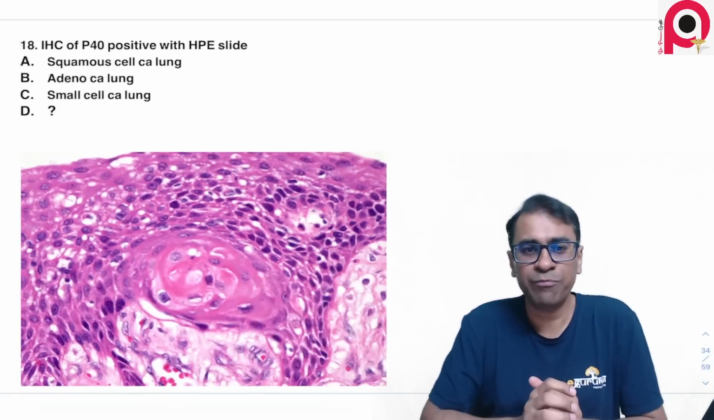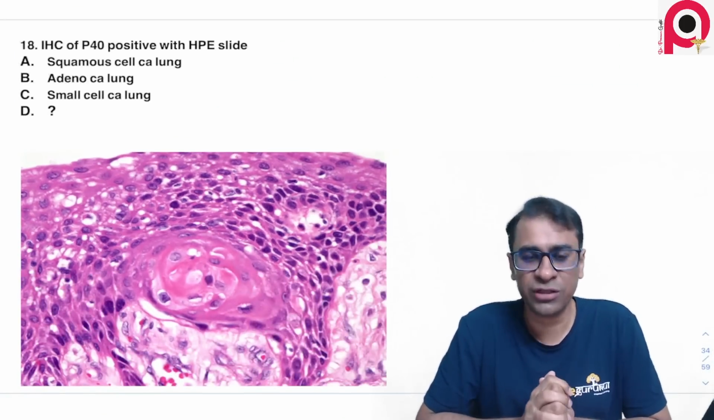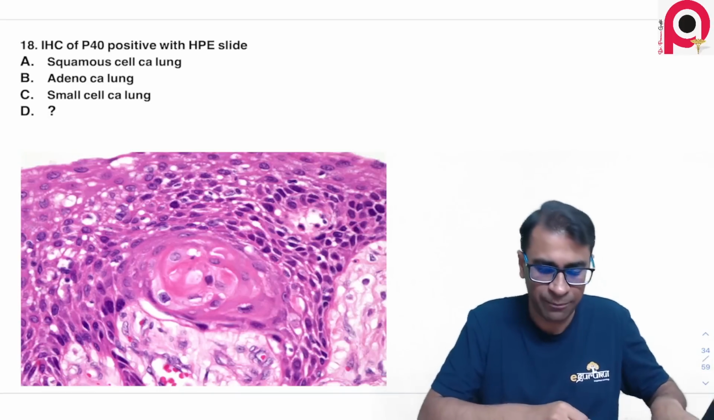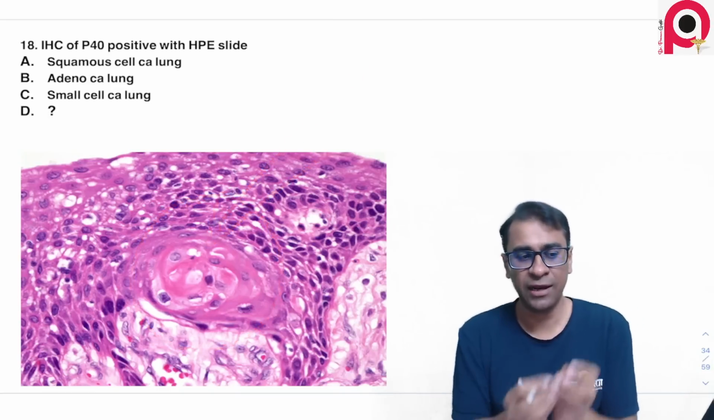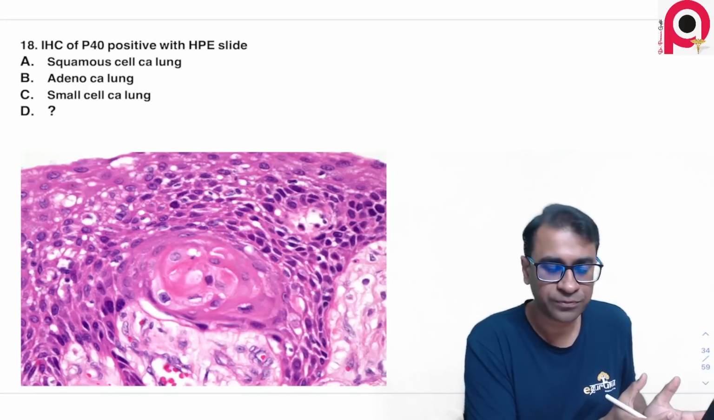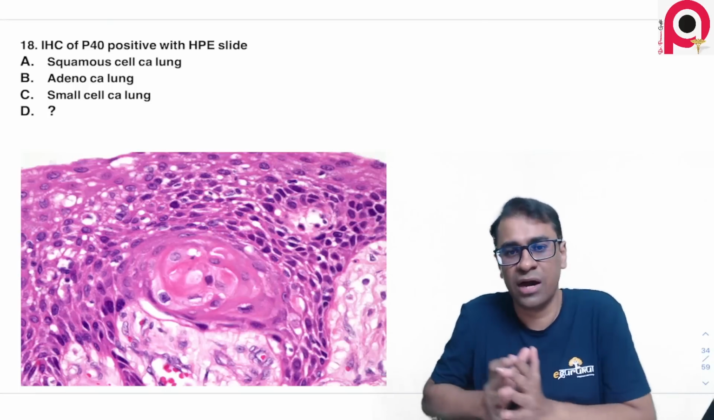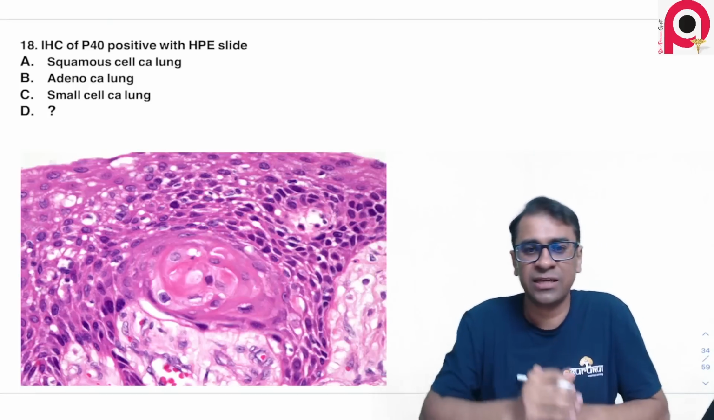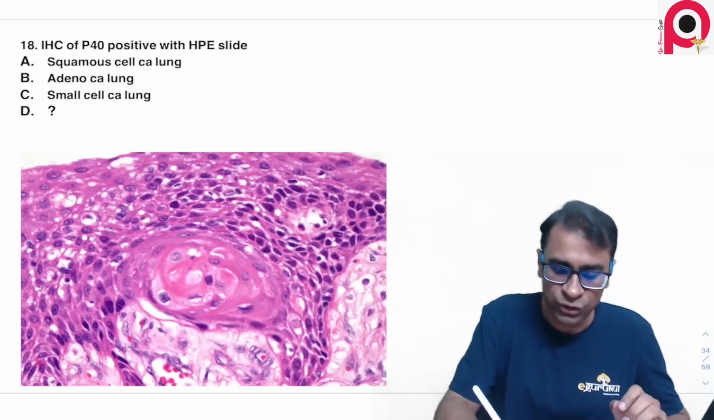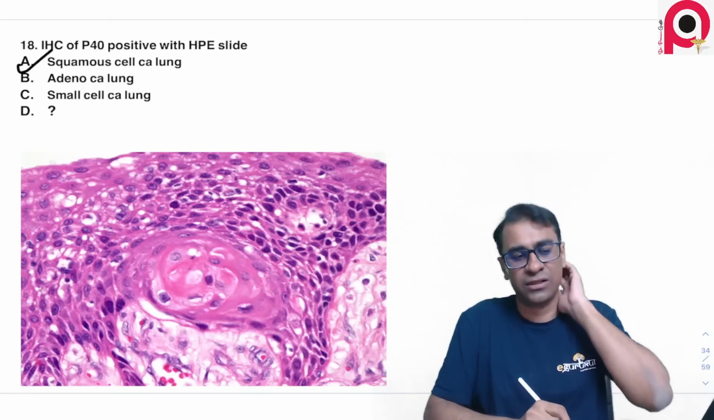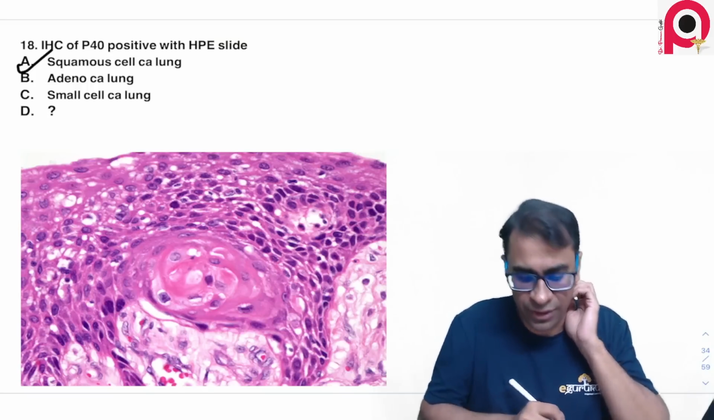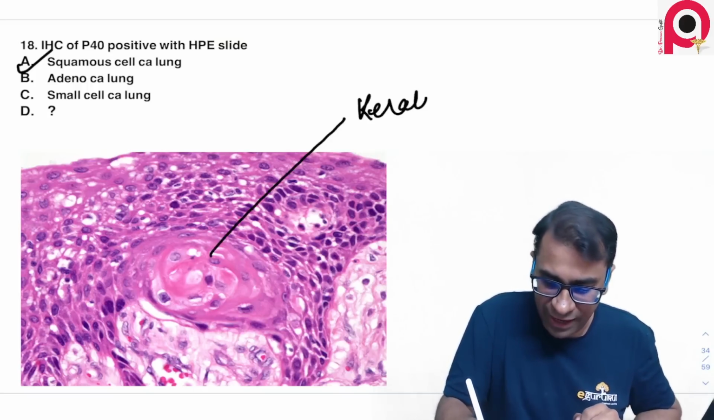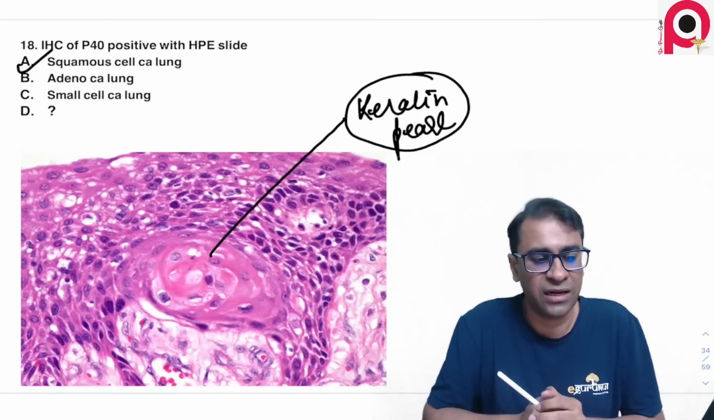So an IHC of P40 positive cells with a histopathology slide was given. When you have such an important image of keratin pearls, I have said so many times in class, learn to identify two images: one is squamous cell carcinoma and one is adenocarcinoma. What is this? It's a case of keratin pearls, and hence the answer is squamous cell carcinoma.